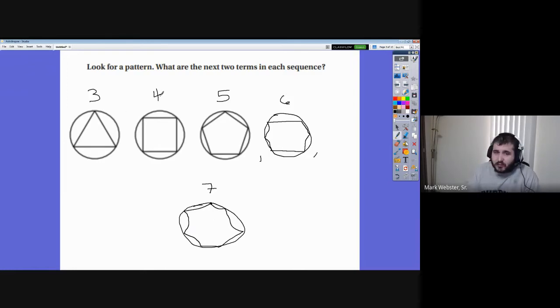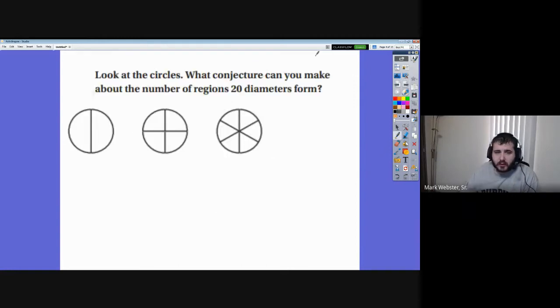We're finding what the pattern is. You can always break each pattern down into something very easy to figure out. And that's all we're talking about here. All right, now take a look here. Look at the circles. What conjecture can you make about the number of regions that 20 diameters form?